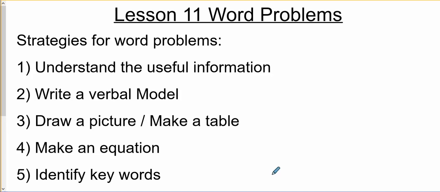Second strategy, to write a verbal model. So that would just be, in your own words, what are we trying to solve? What are we trying to do? Third strategy, to draw a picture or to make a table, like a chart. Not an actual table like something you'd eat on, but a chart, a spreadsheet, maybe. Four would be to make an equation, and 5 is to identify the key words. So that's not in any order. Maybe 4 would be the very last thing that we do if we were to order this.